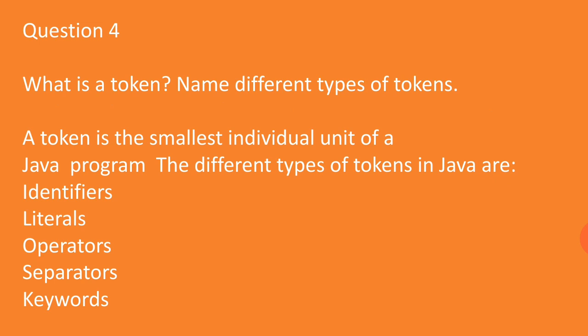What is a token? Name different types of tokens. Very important question. Like in your body, the smallest unit is the cell. Similarly, in a Java program, the smallest unit is a token. So you will write: a token is the smallest individual unit of a Java program. Different types of tokens in Java are as follows. First is identifier, second is literal, third is operator, fourth is separator, fifth is keyword.